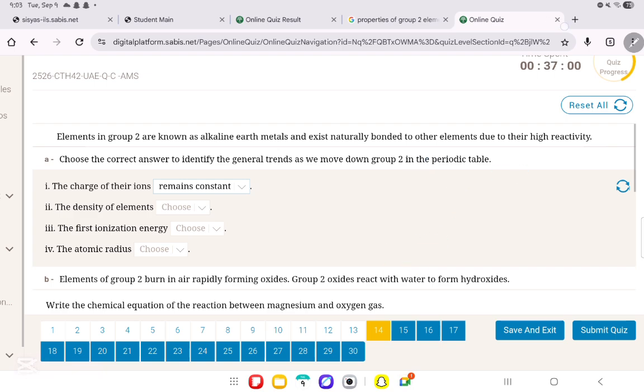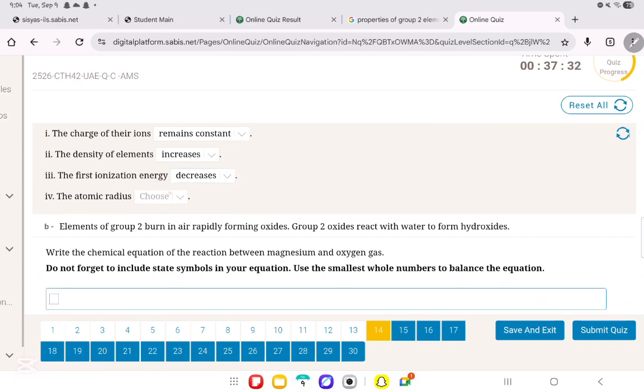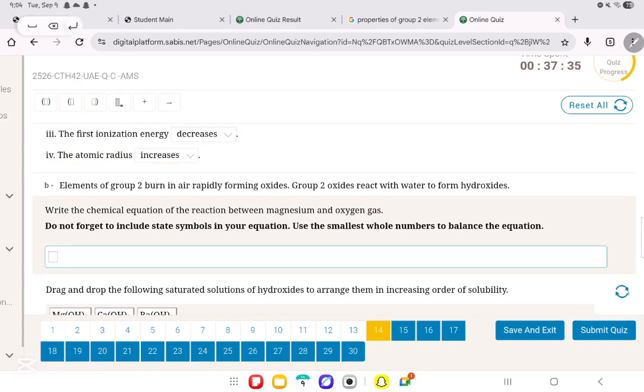It remains constant. Now, as you go down the group, the density increases. Why? Because the mass is increasing. So at a constant volume, if the mass increases, that means the density increases. As we said as well, the first ionization energy decreases and the atomic radius increases. Now, elements of group 2 burn in air rapidly forming oxides. Group 2 oxides react with water to form hydroxides.